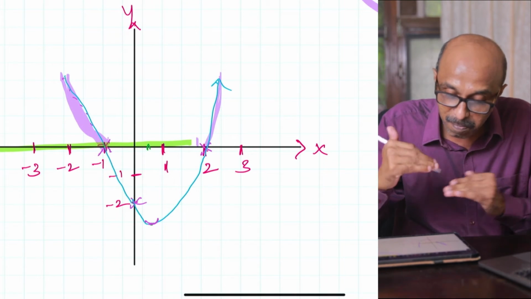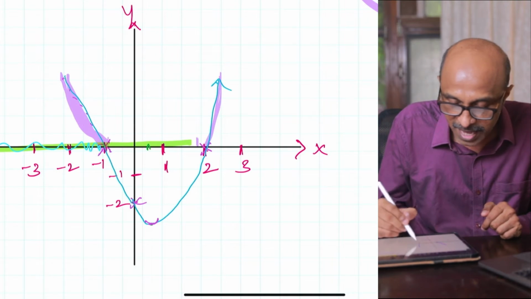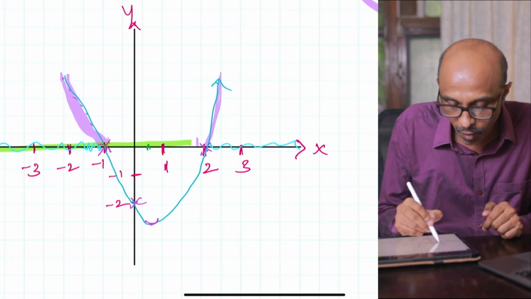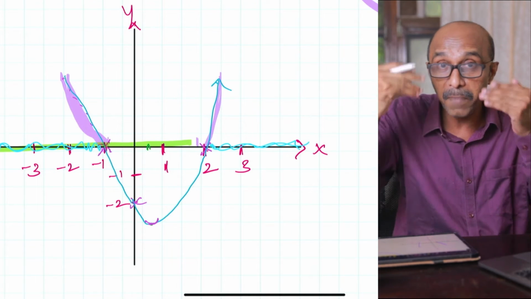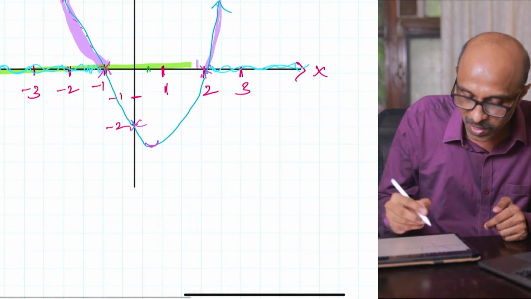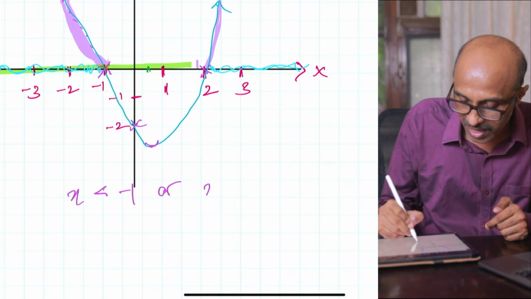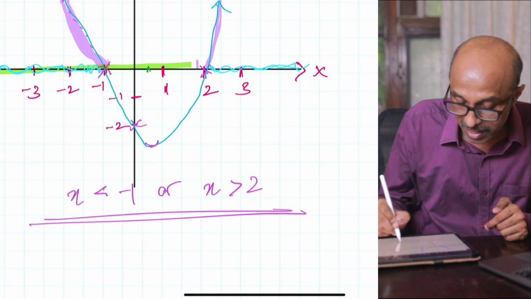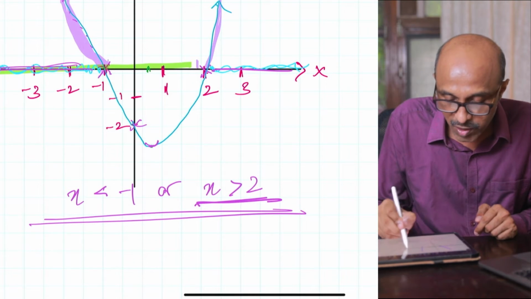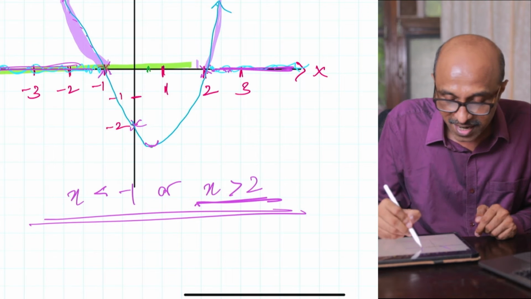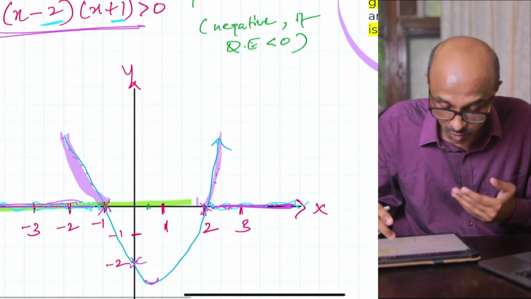When is this graph above the x-axis? That's the portion. So when is it above? Well, before this intercept and after that intercept, that parabola is going to be above the x-axis. How do we write it down? We say, well, when x is less than -1 or when x is greater than 2. Less than -1 means all values on the left-hand side of -1. Greater than 2 means all values on the right-hand side. So for those values of x, the graph is above the x-axis. And that is how you solve a quadratic inequality using the graphical approach.